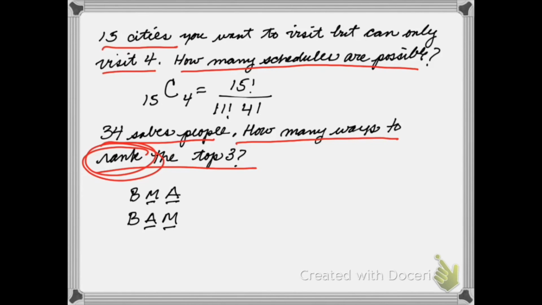So how many ways are there to choose 3 of 34? It's going to be a permutation. And that'll be 34 factorial over 31 factorial. And again, there is a calculator key for this. You can just key this into a calculator if you can find that operation.